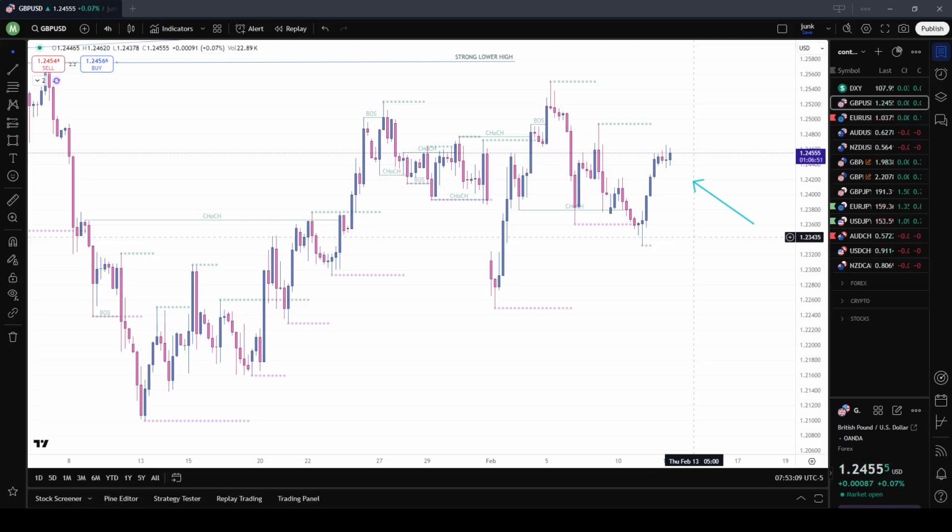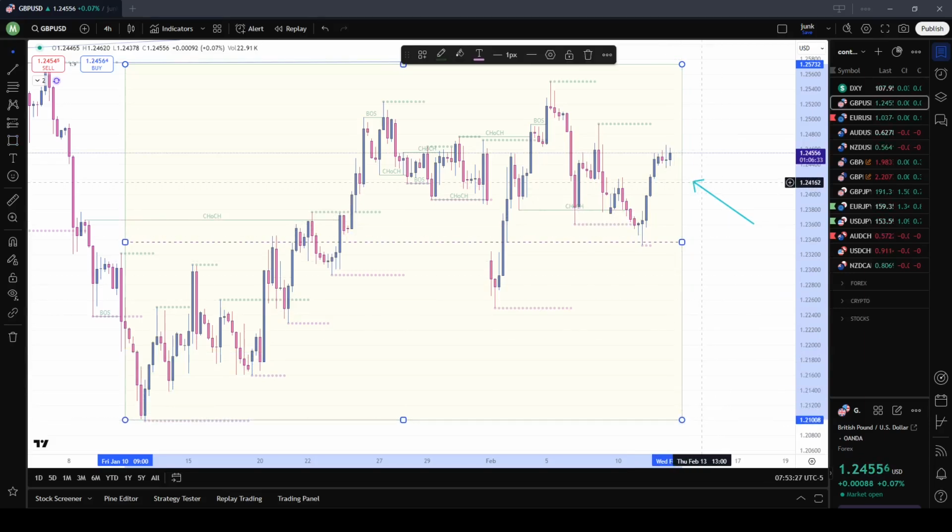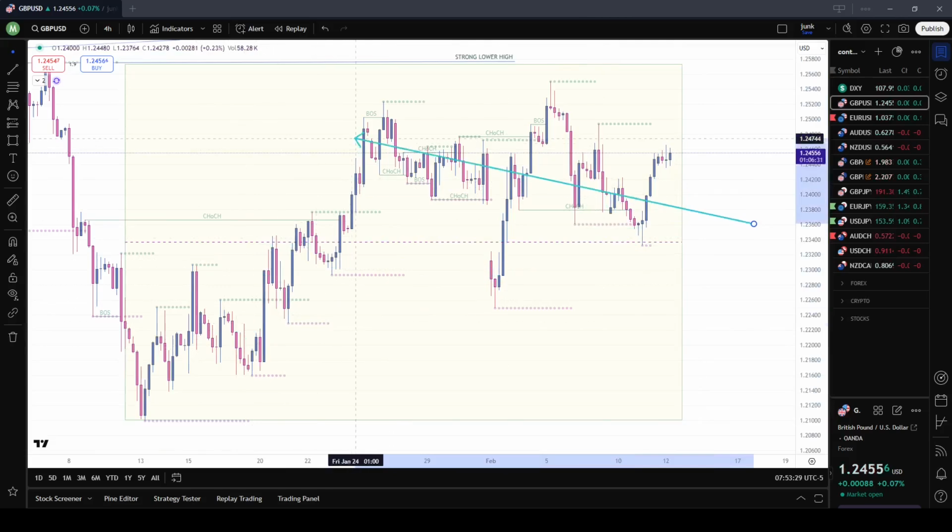Today, we'll start by taking a look at GBP USD, pound dollar on the 4-hour chart. And as you can see, well, we'll start by mapping out the range that we've been dealing with. This was a strong lower high from the previous bearish structure, still bearish technically because it hasn't broken past that strong lower high. But internally, it's been making higher highs, higher lows, higher highs, higher lows.